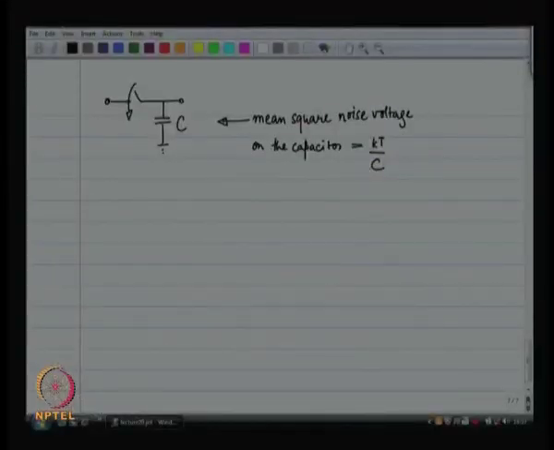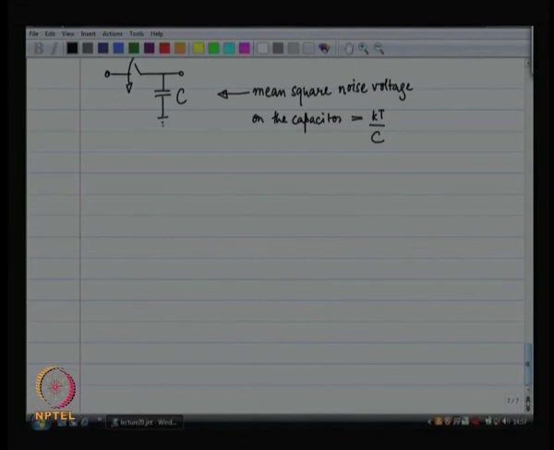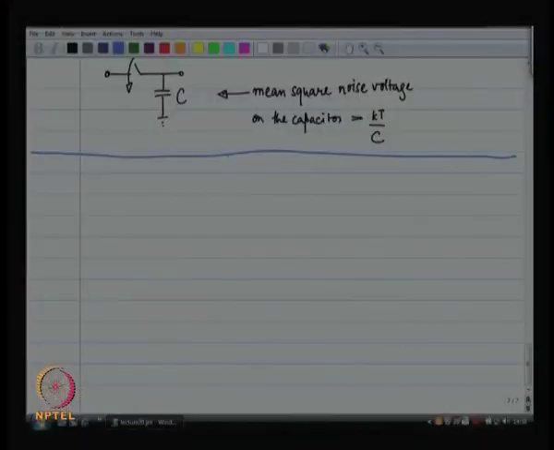So, this is a very sweeping result. All you have to do is make your capacitor larger, and the noise voltage that you will see is going to be smaller. Now, before we jump too much with this kT over C business, how is this happening? What is going on over here?